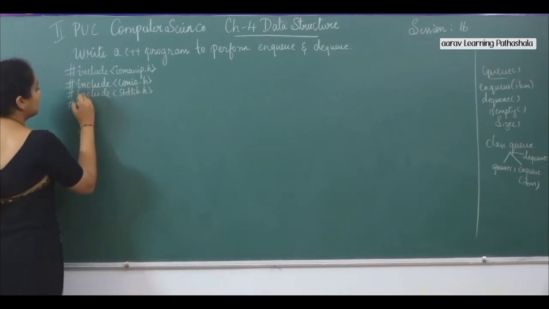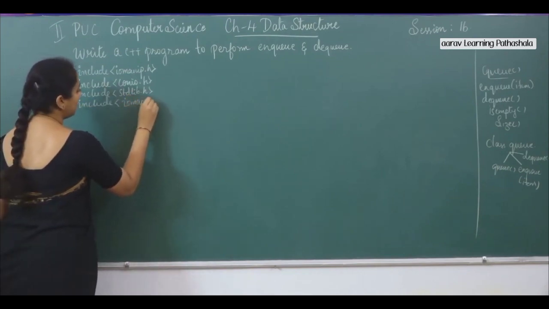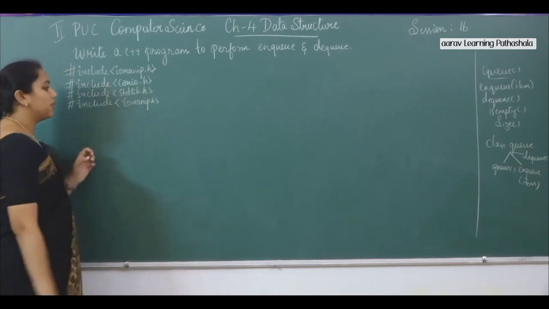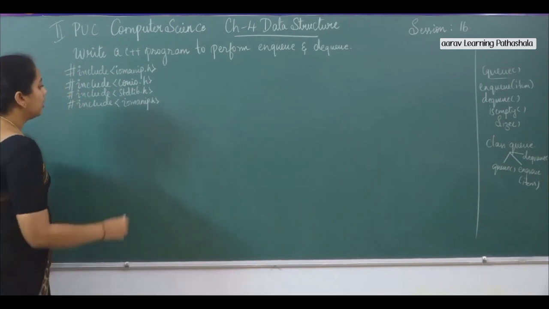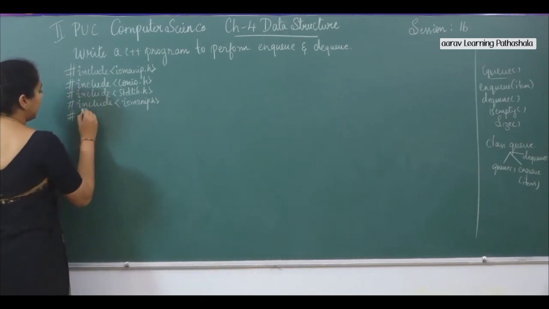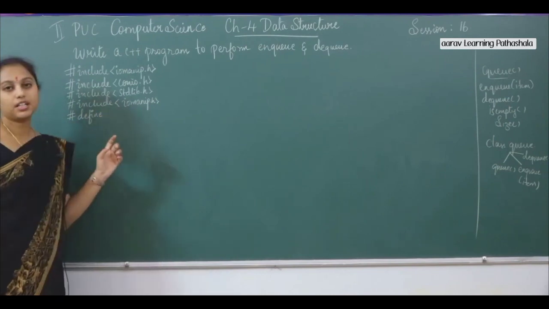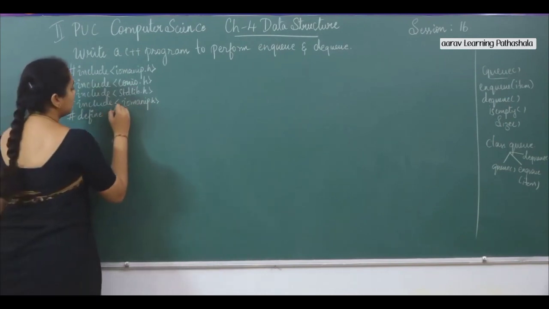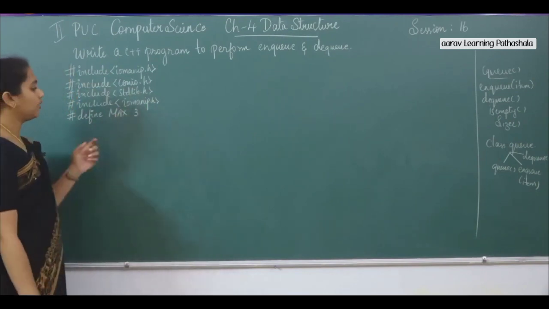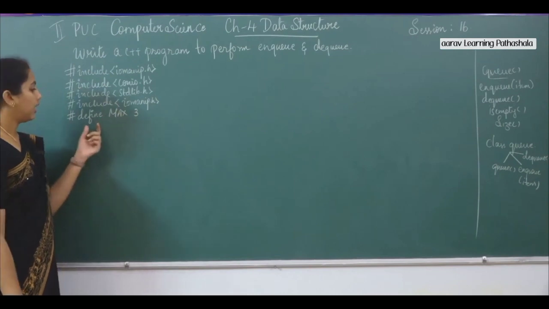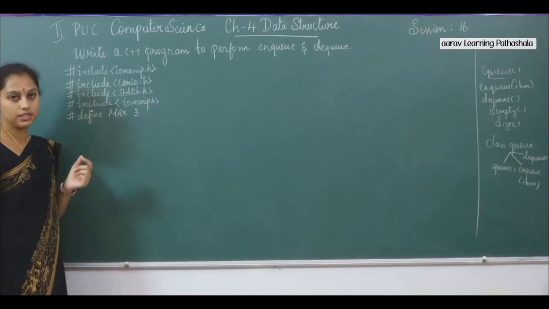And the next header file is #include iomanip.h. This iomanip.h is used to manipulate the output on the display screen. And #define. Here I am defining a macro, that is MAX of size 3. So whenever the compiler comes across this MAX variable, it replaces it with the value 3.